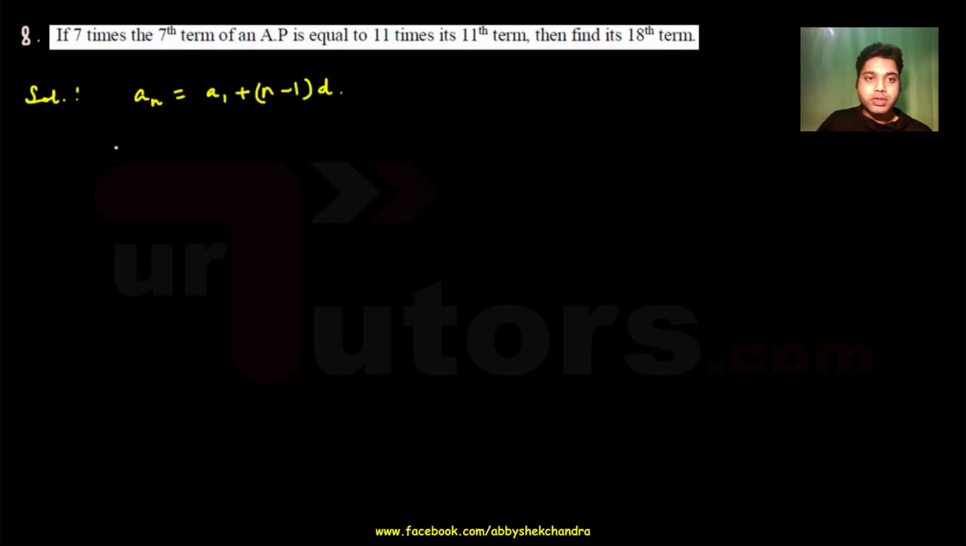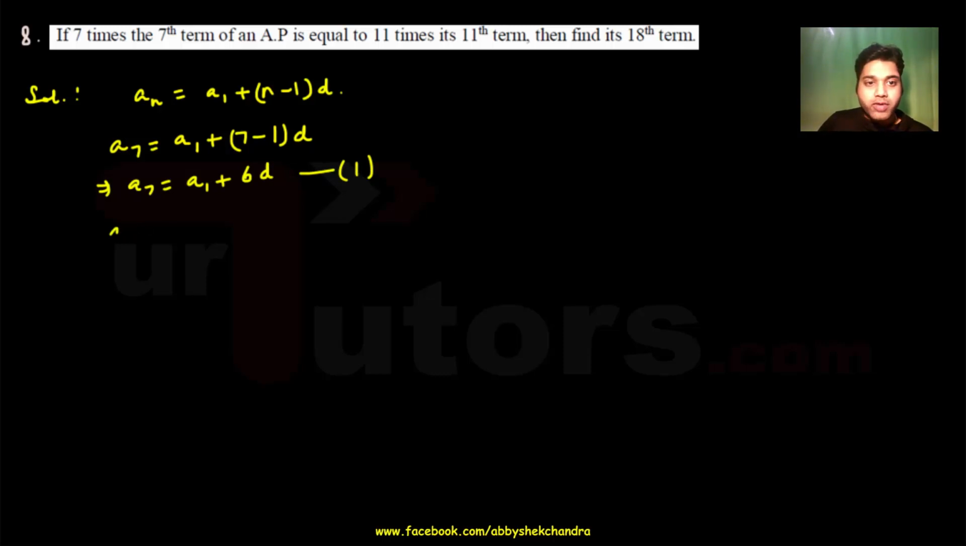So let's substitute. For 7 times the 7th term, let's find a7 first. a7 will be equal to a1 plus (7 minus 1) into d, or a7 will be equal to a1 plus 6d. Let's call it 1. We might need this information.